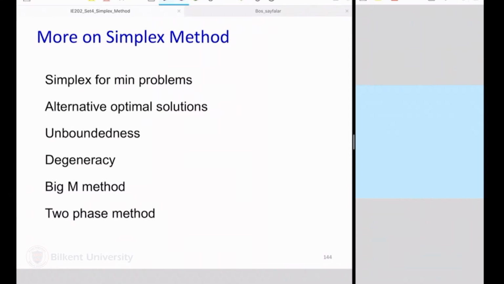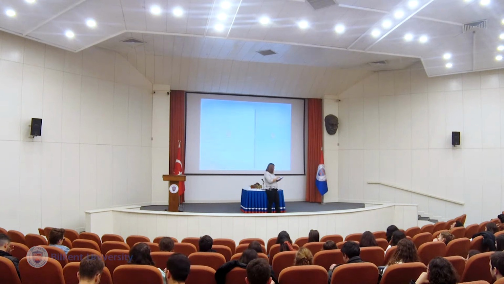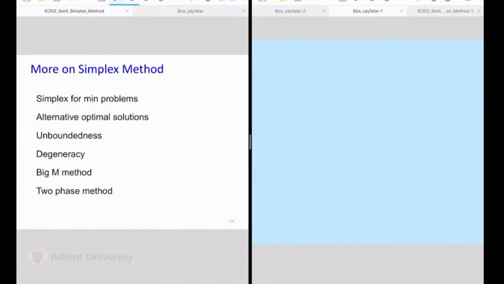And then we're going to talk about BGAM and two-phase methods, which tell us how to figure out a starting basic feasible solution if we don't already have a ready-made one. So in the last two lectures, we were able to start with a basic feasible solution right away because I gave you a system in which I had all less than or equal to constraints.